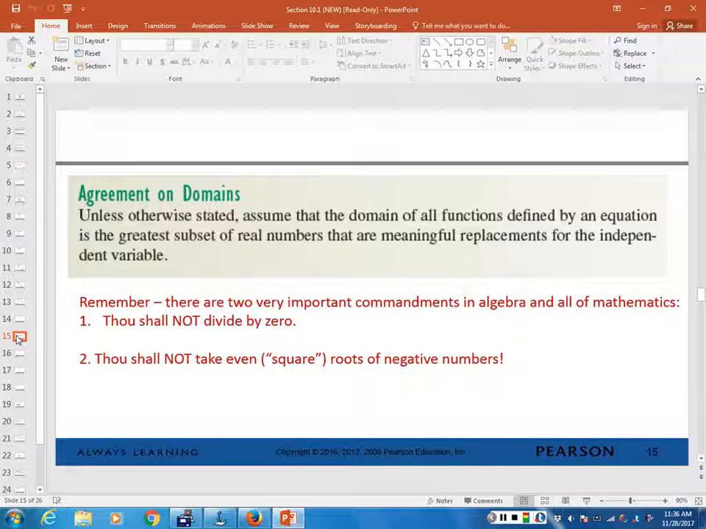Second one says, thou shalt not take even, meaning square roots, fourth roots, sixth roots, anything where the root on a radical is an even number. You shall not take even roots of negative numbers. And the reason that you can't take even roots of negative numbers is if you're trying to take the square root, for example, of negative 16. Is there any way to multiply two identical twin numbers together and get negative 16?